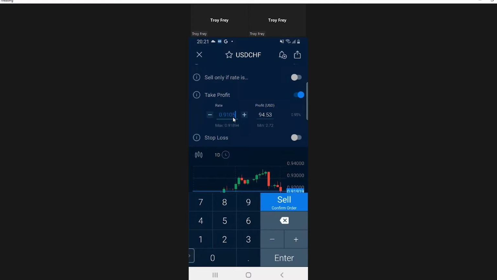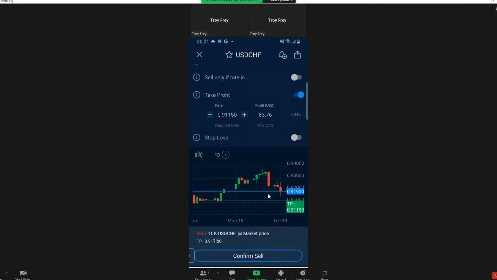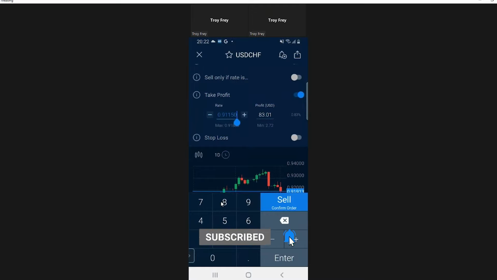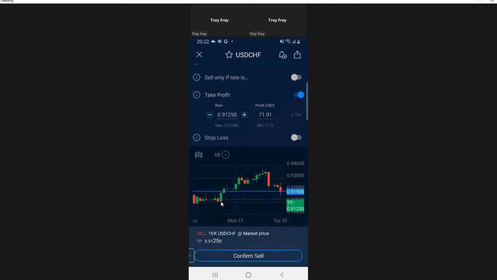And I'll just go back and say 9,115. Okay, now I see the green line moved up a little bit further, just above these wicks at the bottom. And you can adjust that until you get it where you think it looks best for the technical analysis. So we go back, 9,125, which is what I think I suggested originally. And now it's clearly above this support level here on the one-day candles.